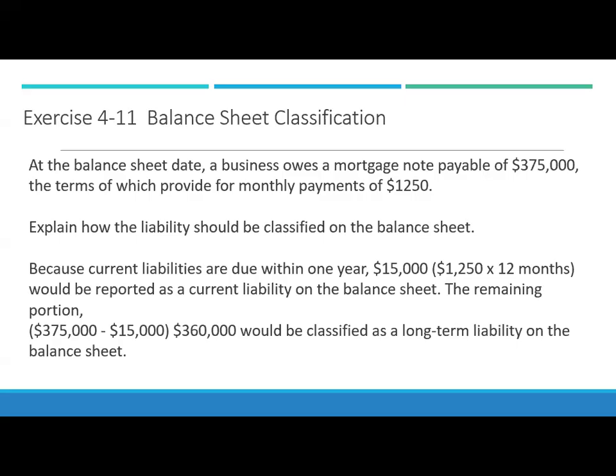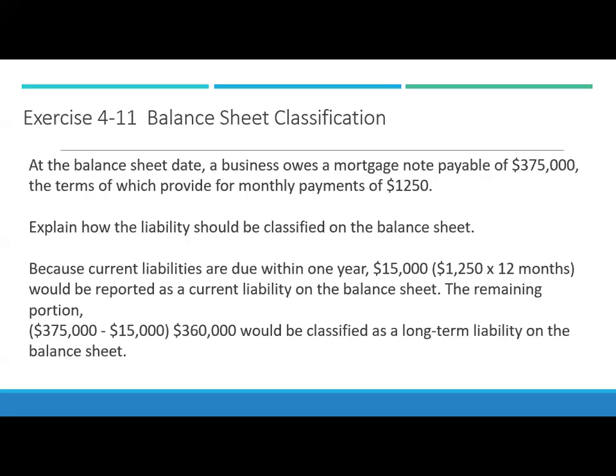And so the liabilities that are due within 1 year are $15,000, $1,250 times 12 months. That's a current liability on the balance sheet. The remaining portion, which is $360,000, would be a long-term liability. And it's important to separate them, but it's also a really common mistake that I see: finding out the amount that's due within the current year, which is $15,000, listing 15,000 as a current liability, and then listing 375 as a long-term liability.